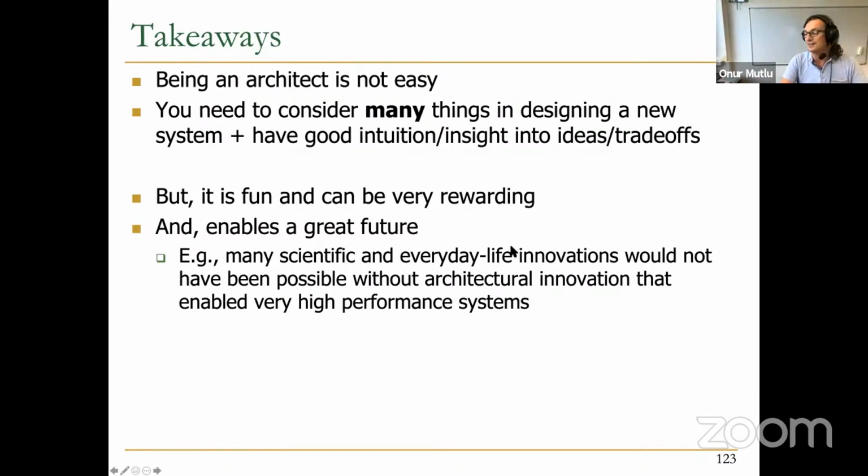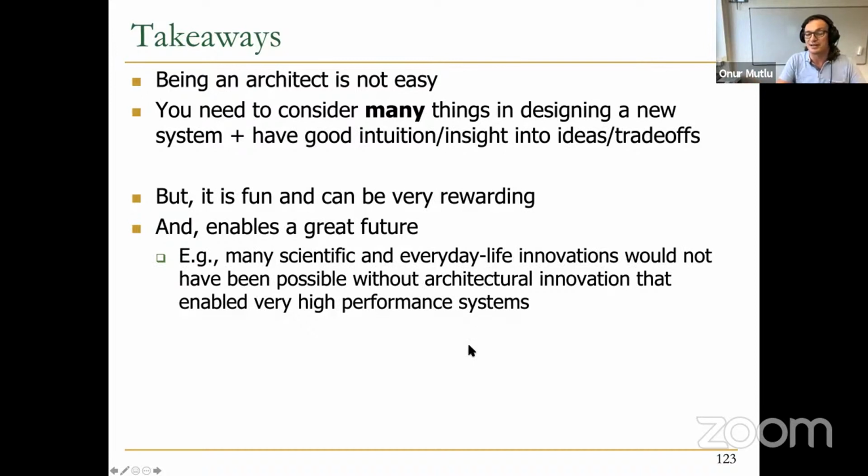For example, many scientific and everyday life innovations would not have been possible without architectural innovation that has enabled very high performance systems. I think there's no question about that. For example, the machine learning revolution was enabled by GPUs. And GPUs required a lot of hard work, a lot of considerations. Right now, the machine learning revolution is being pushed by machine learning accelerators and processing in memory designs, etc. But again, I don't want to focus too much on machine learning. I feel that, yes, it's an important application today, and it will be an important application in the future, but that's not the only application, right? So there could be a lot more.